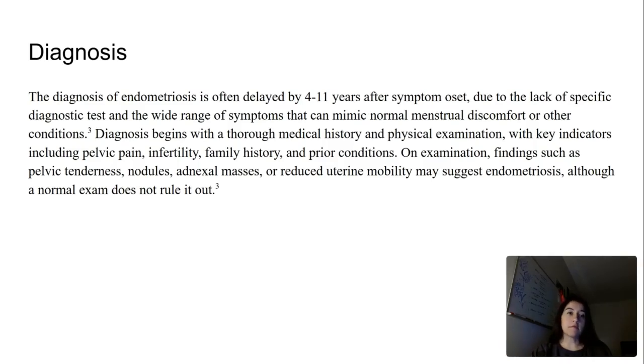So the diagnosis of endometriosis is typically going to be delayed by 4 to 11 years after symptom onset. This is due to the lack of specific diagnostic tests and a wide range of symptoms that can mimic normal menstrual discomfort. But diagnosis is going to begin with medical history and a physical examination with key indicators such as pelvic pain, infertility, and family history.